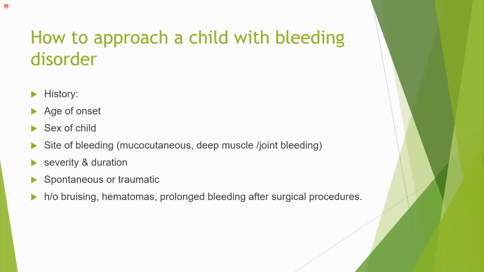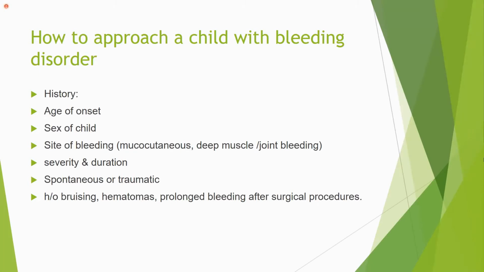Now, after having a brief understanding of hemostasis and coagulation, we will come to the clinical side: how to approach a child with a bleeding disorder. First of all, we have to take the history, and in the history we have to ask the age of onset and sex of the child, because there are certain disorders that are X-linked recessive, and they affect mostly the males. Then the site of bleeding. The site of bleeding is very important, whether it is mucocutaneous bleeding or deep muscle or joint bleeding, because it will tell you which pathway of coagulation or hemostasis is involved.